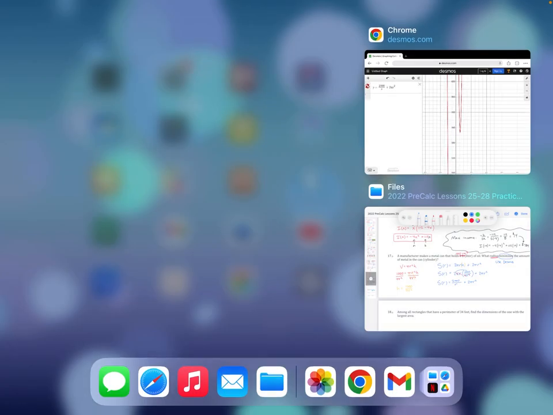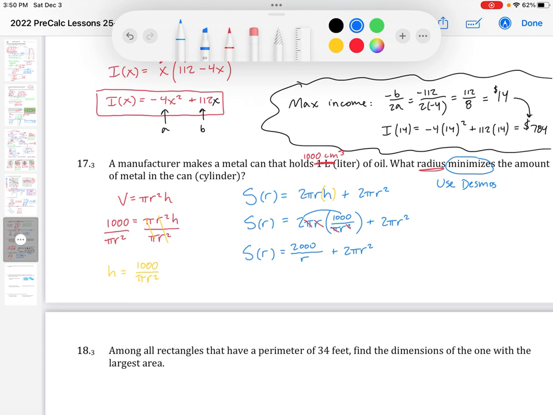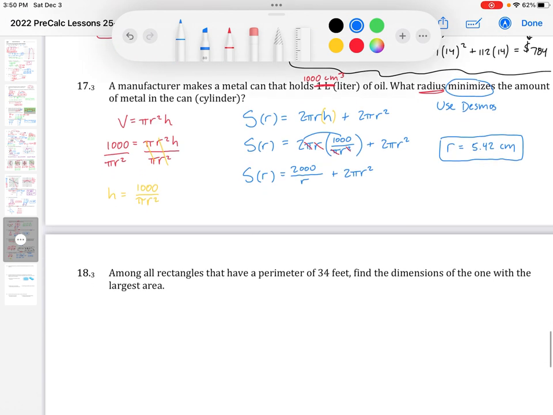And since our problem is just asking for the radius, we just really want that x value of 5.42 centimeters. And that y value would tell you the amount of metal in squared centimeters.